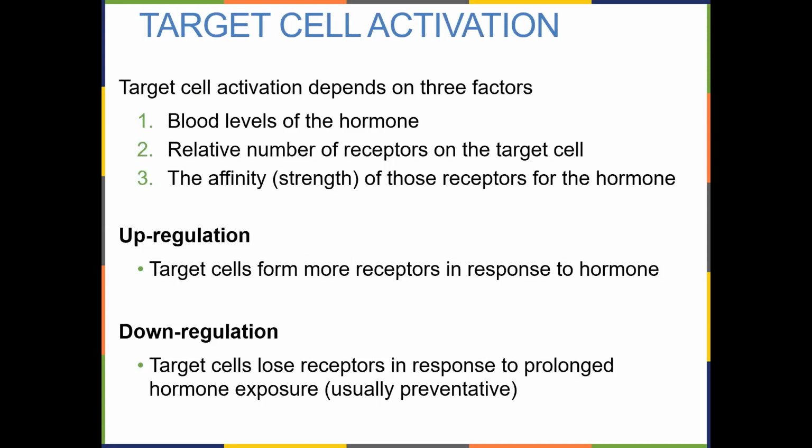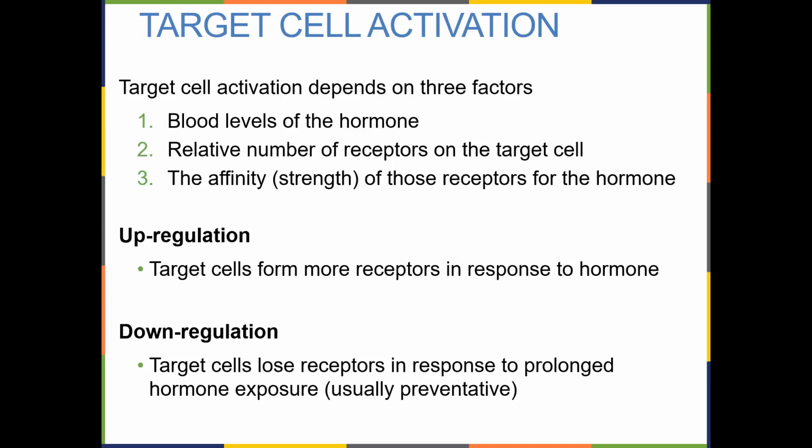How many receptors do they have? Do they have an adequate number of receptors or not? First thing for a hormone to work, is there enough hormone? Are there enough receptor sites? And are the receptors going to have enough affinity to receive those hormones? Cells are funny. They can regulate their response to a hormone. They have what's known as upregulation. If you're only releasing a little bit of a hormone, many cells can increase the number of their receptors.